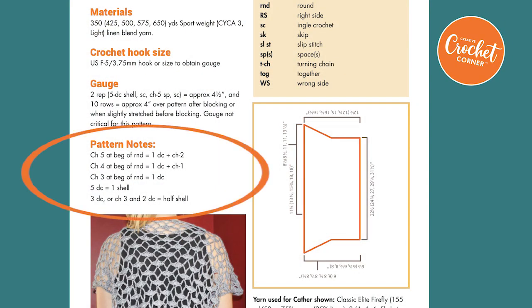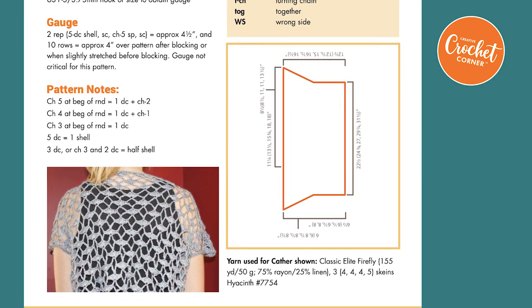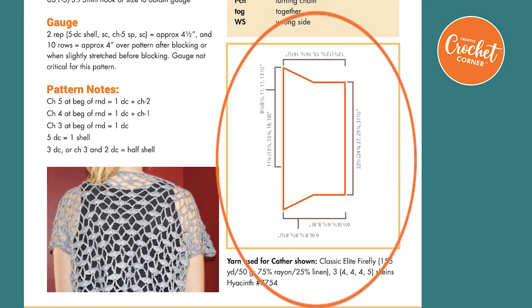Then there's going to be notes, if there are any. In this particular one, it defines what a shell or a half shell is, and lets you know that turning chains count as stitches, which ones do and don't. That's usually on there too. And often it will tell you the exact yarn that was used in the piece in case you want to use that exact yarn. This one also has a schematic with the sizes that lets you know how wide, how tall, all that kind of thing, which you can use for information when you're making your pieces.